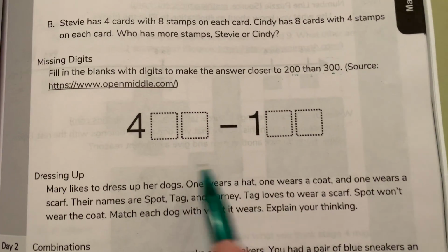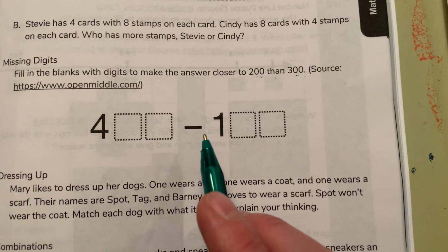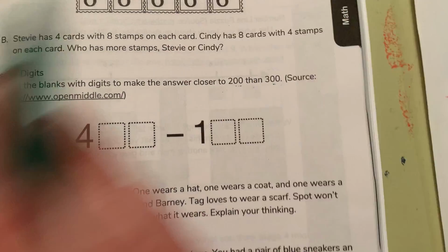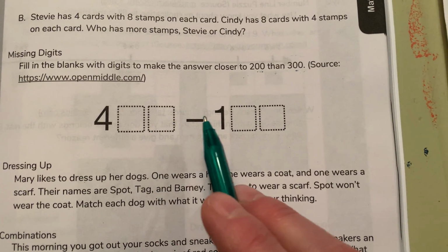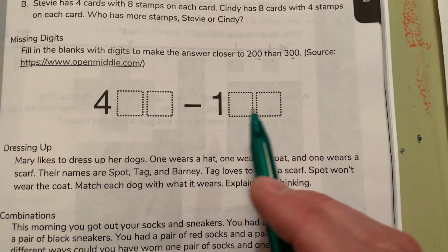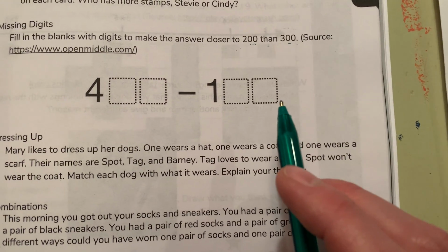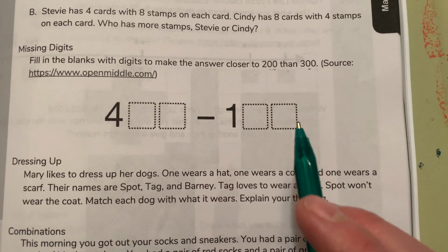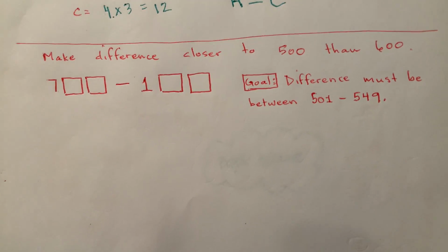So your goal here is to make your difference 249 or lower. And so you're going to have to figure out a way to make this difference end up to be 249 or lower. If it's 250 or higher, then your difference is going to be closer to 300. I've got an example here just to show the thinking.